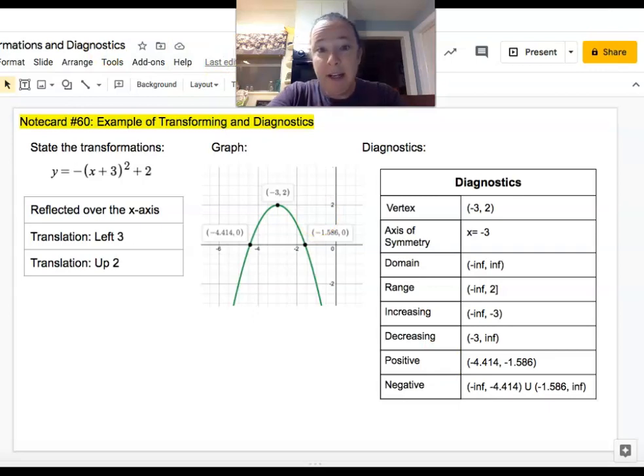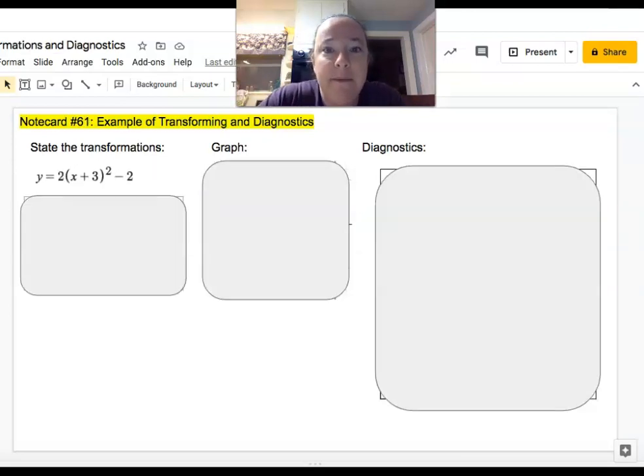If you can believe it, we're almost on the last note card. Well, we are. So here's the last note card. It's another example. It's note card 61. Can you believe we have 61 note cards? I can. We're going to have a lot, okay? And they're going to be a great study tool.